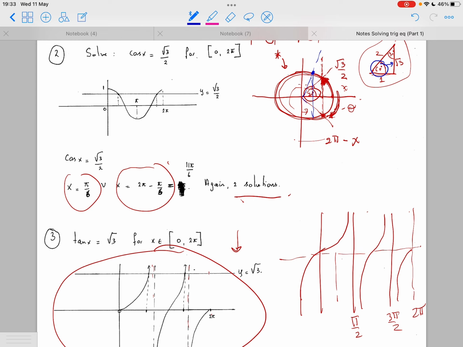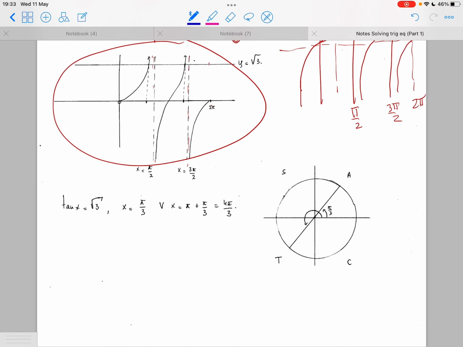So for tan is sine over cos, which value would get tan to be the same? Basically sine and cosine has to have the same sign. So it's this quadrant and this quadrant that would have the same tan value, which in this quadrant the angle would be pi plus theta.